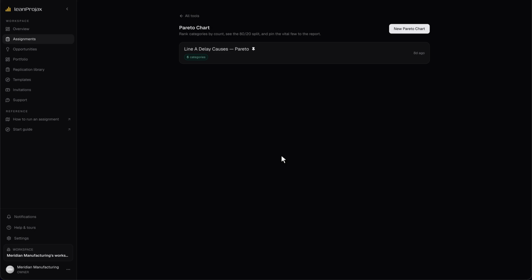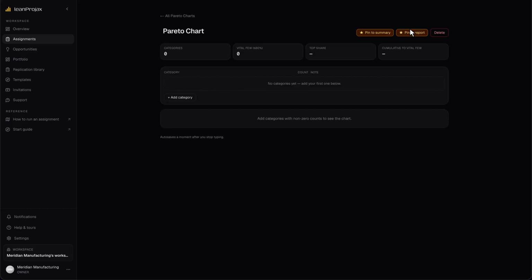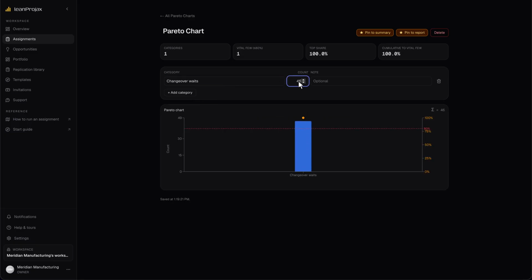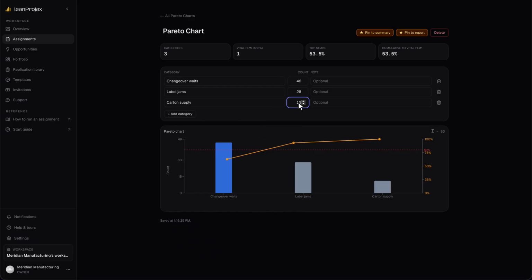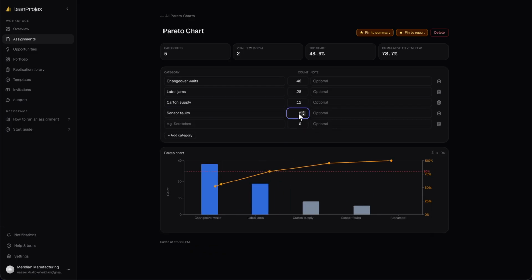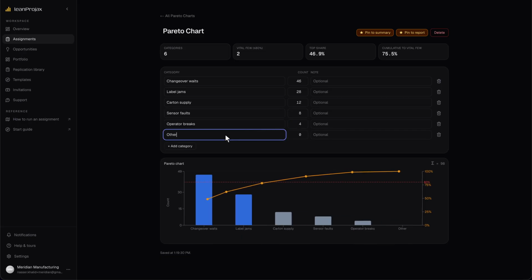Let's build one. I'll use the LeanProjax platform on last week's delay log for line A, new Pareto chart, and I enter the causes. Changeover waits, 46 minutes. Label jams, 28. Carton supply, 12. Sensor faults, 8. Operator breaks, 4, and other, 2. 100 minutes of delay, and the chart sorts and accumulates as I type.